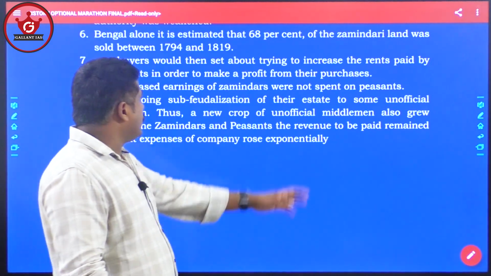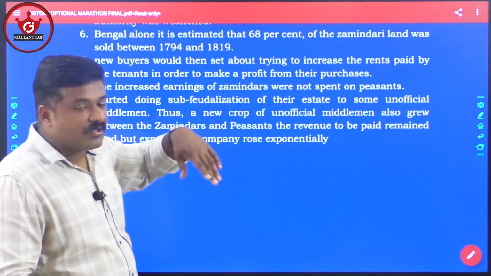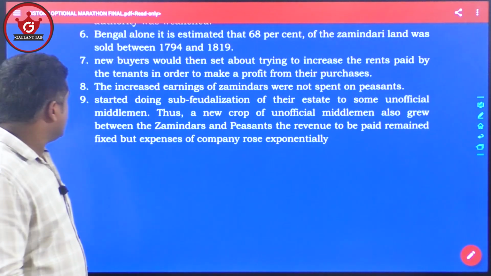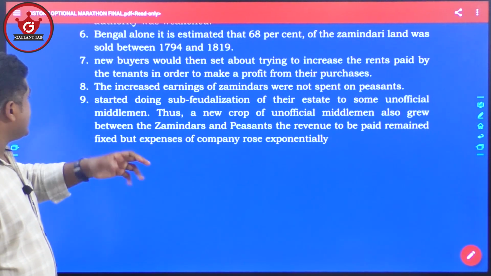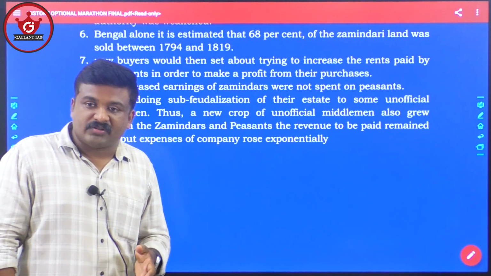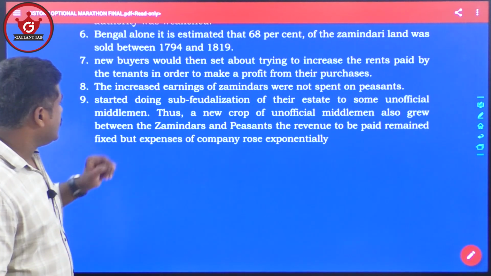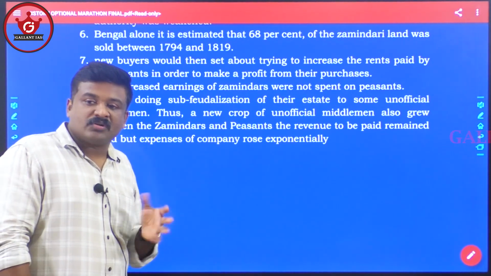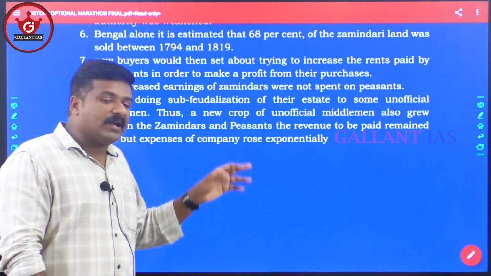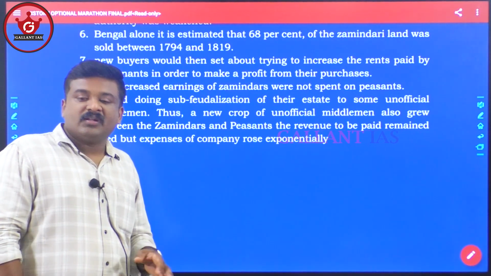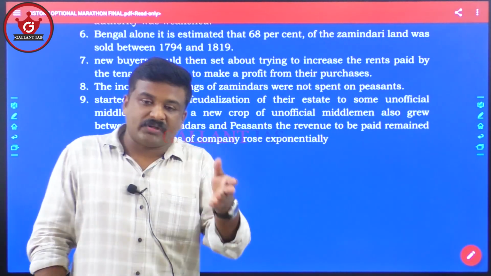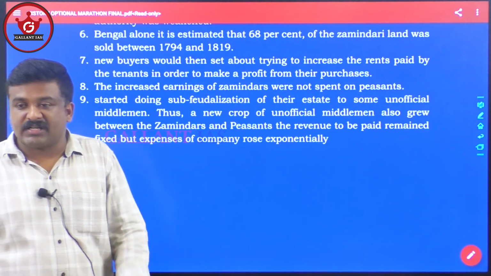As you can see, in Bengal alone an estimated 68% of the land was sold out because the zamindars were not able to make the payment. Then see the new buyers. As I said, they are not that sympathetic. They are very brutal with these farmers and tenants. Then there were increased earnings of zamindars not being spent on farming land or farmers, and sub-feudalization. The zamindars were busy in a luxury life and could not come and collect the revenue directly, so they appointed new revenue collectors, who started exploiting.